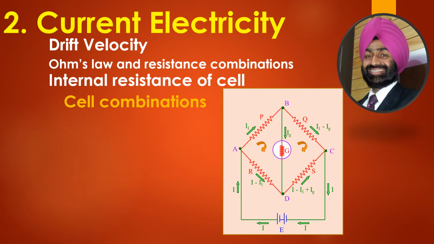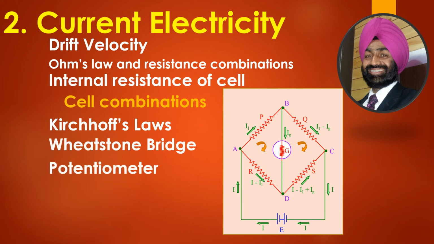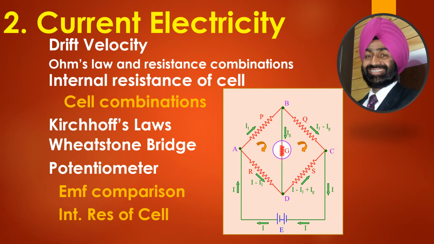That is, what happens to the EMF and internal resistance when cells are combined in series combination and in parallel combination. Then very important part, Kirchhoff's laws and its application to various numericals as well as to meter bridge. So Wheatstone bridge is another important part, and last part is potentiometer and its applications. Applications are, first of all, how to compare EMFs of two cells, and second application is internal resistance of a cell. So you must go through all of them, try the circuit diagrams in written, and at least mathematical steps you must write.